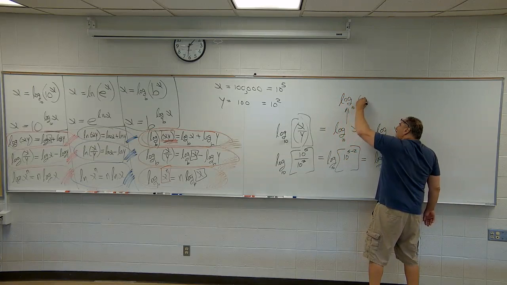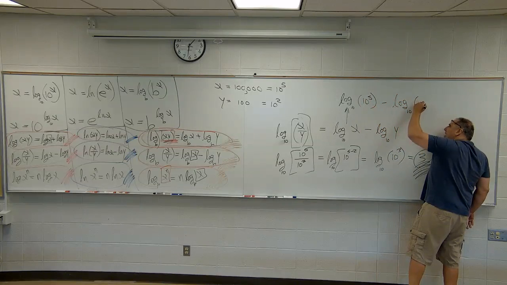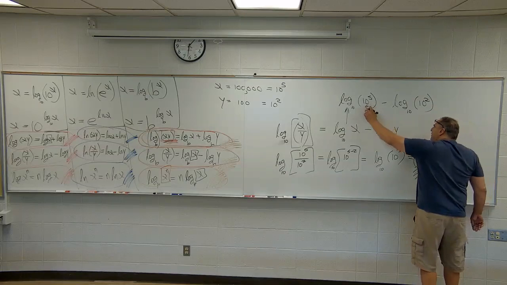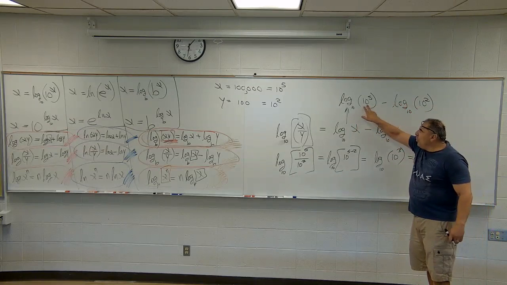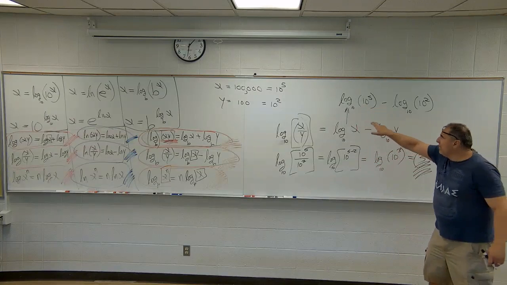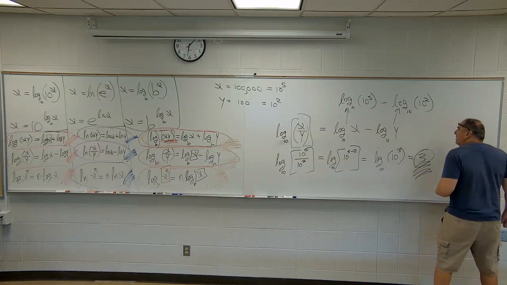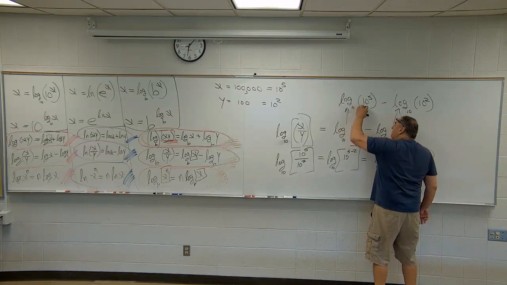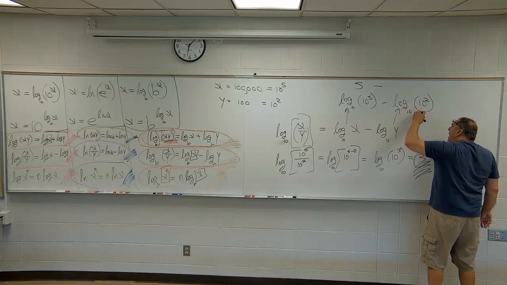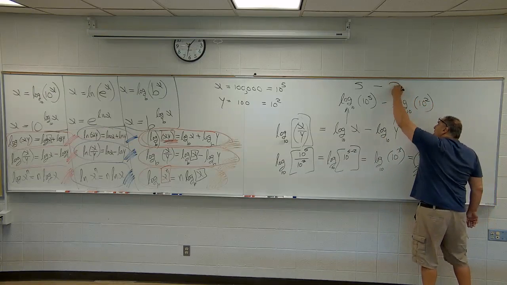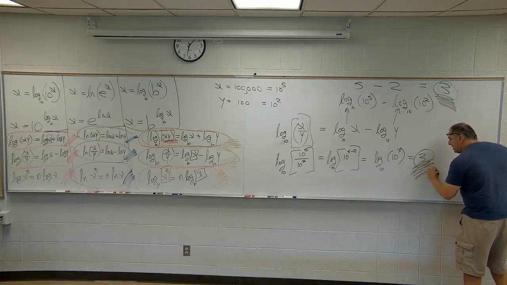Log base 10 of x, x is 100,000, minus log base 10 of y, that's 100. 100,000 is 10 to the fifth. 100 is 10 to the second. What is the exponent, base 10 of 10 having 5 as an exponent? What is the exponent, base 10 of 10 having 2 as an exponent? What's 5 minus 2? 3, that looks awfully familiar. I got it here too.